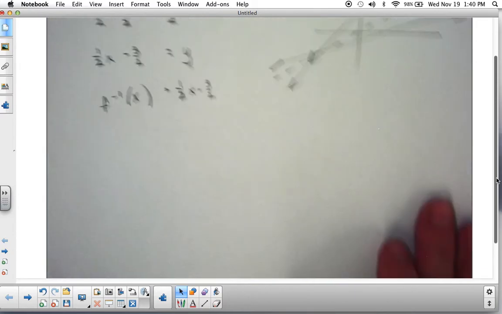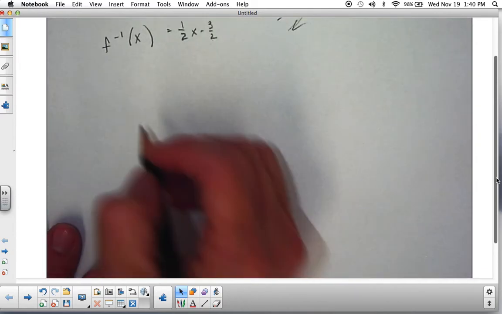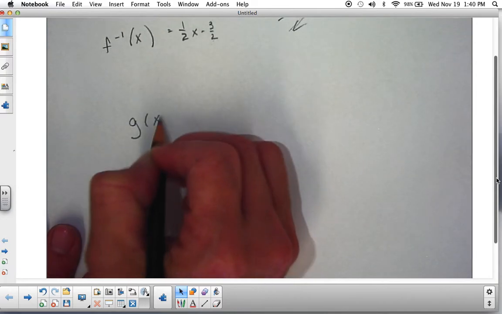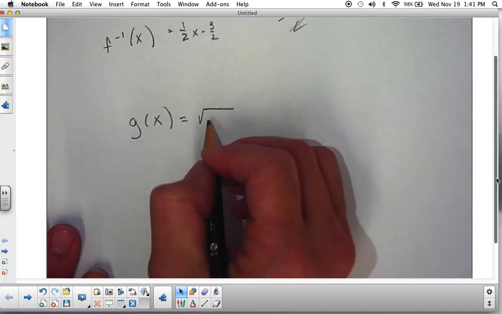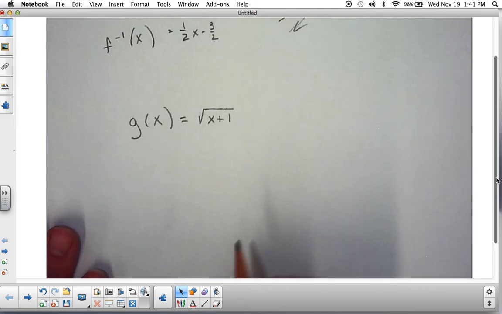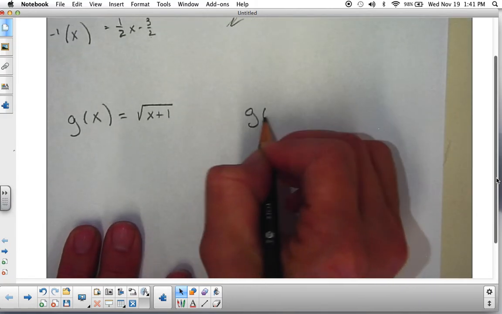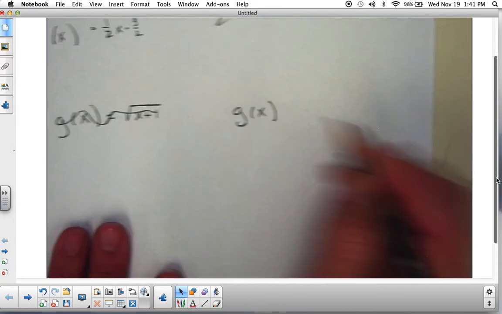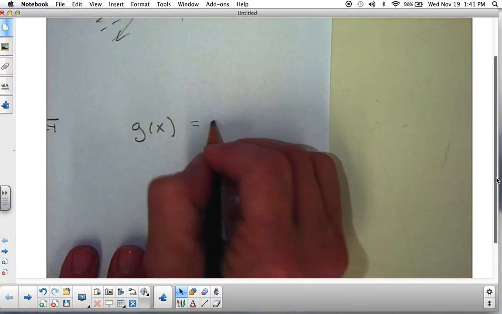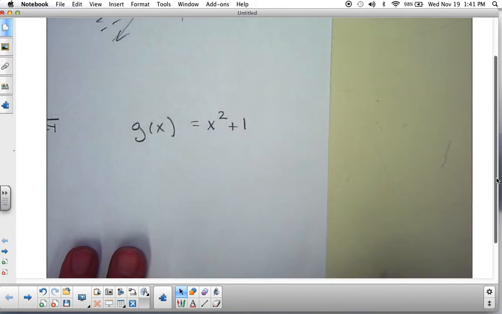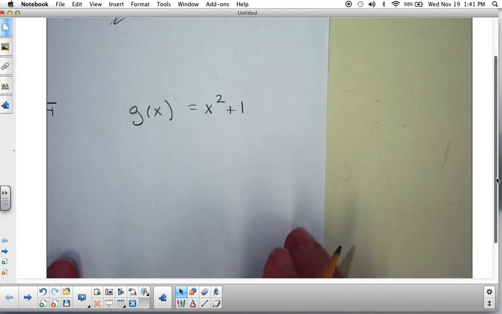All right, so one more fast example here. Let's do a different letter. Let's do g of x equals the square root of, let's say, x plus 1 or something. Oh, shoot. No, actually, let's do something a little different. Okay, so sorry, get rid of that. Let's make it a parabola, x squared plus 1. And they ask you to find the inverse.